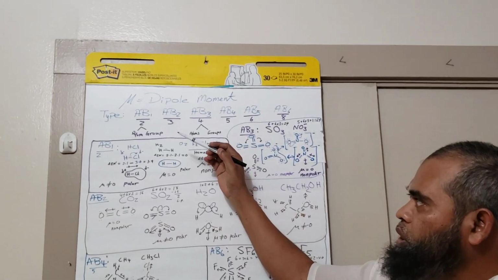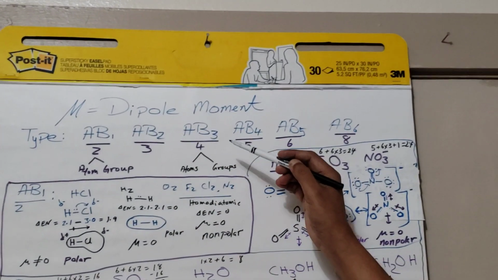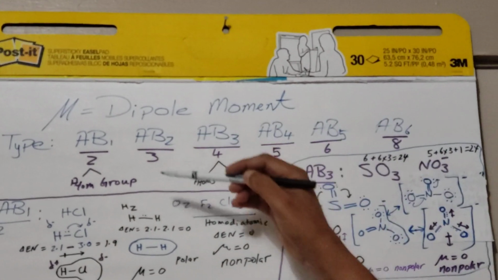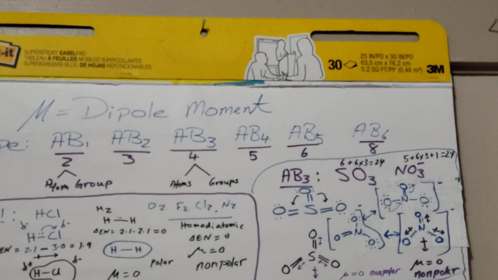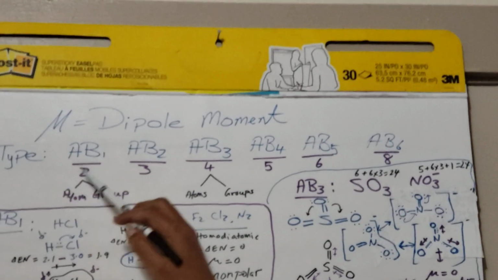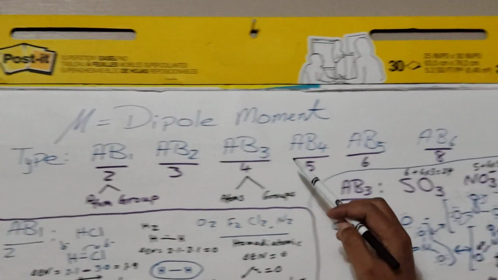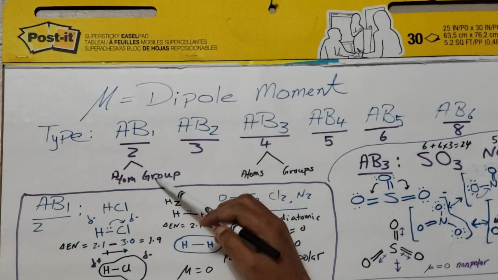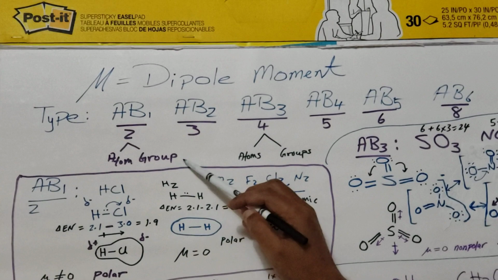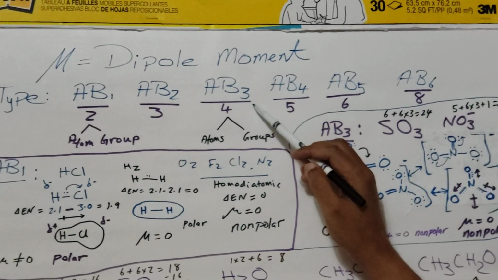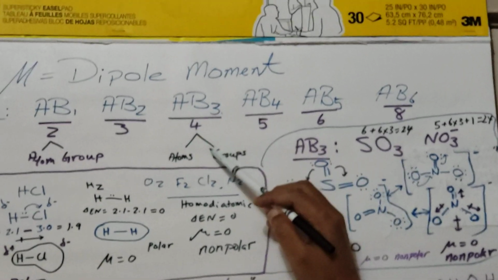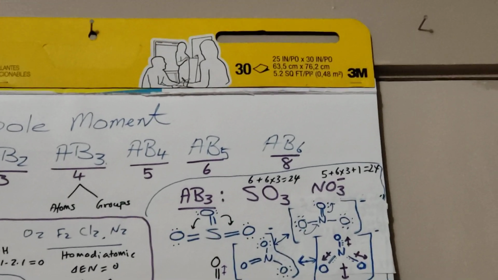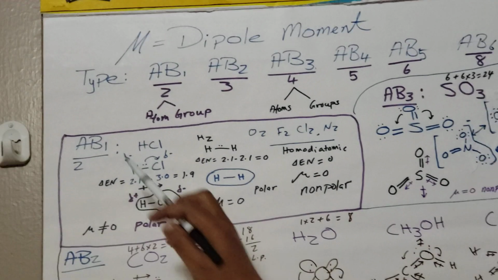Okay, so I'm going to explain dipole moment. I'm going to explain quite complex molecules, the types of molecules like AB1, AB2, AB3, AB4, AB5 and AB6. So AB1 means two atoms or two groups, and AB4 means four atoms or four groups, right? So first of all, let's consider AB1.